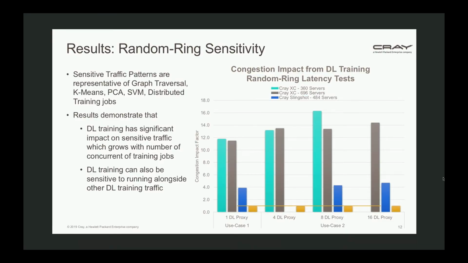So here's our random ring sensitivity test. There are 2 sensitivity tests, and you'll see the same graph here on both slides. Essentially, the results are that on the older interconnect, there's a huge impact from running distributed training on the canary test. And so you see a factor of like 12 when you're using 1 DL proxy, and up to like 16 when you're running up to 8. And going up to 16 doesn't necessarily cause the congestion to increase linearly.